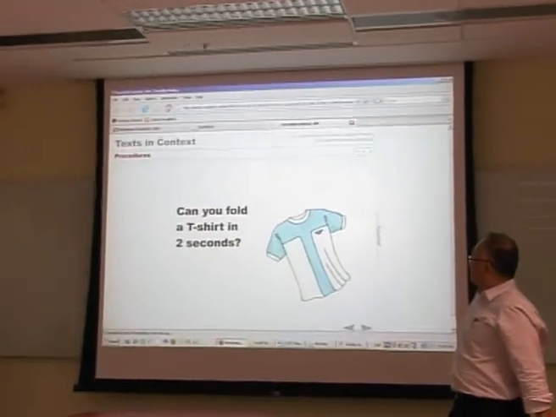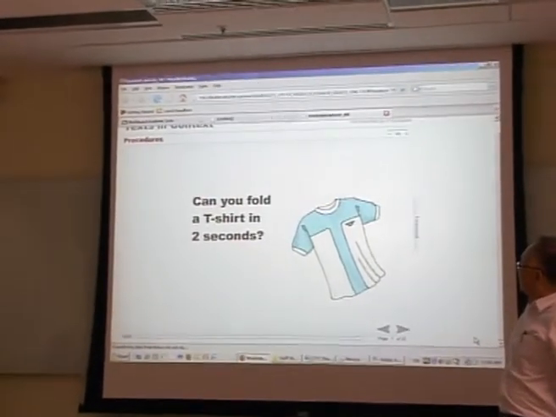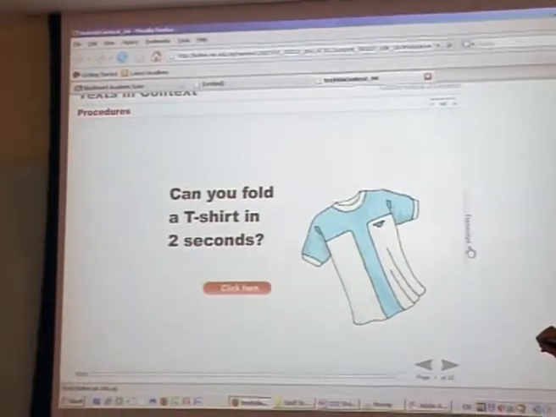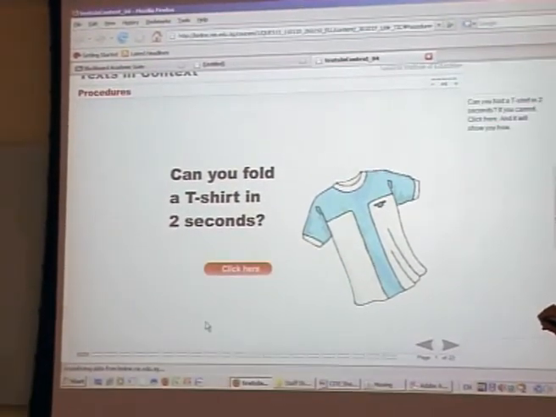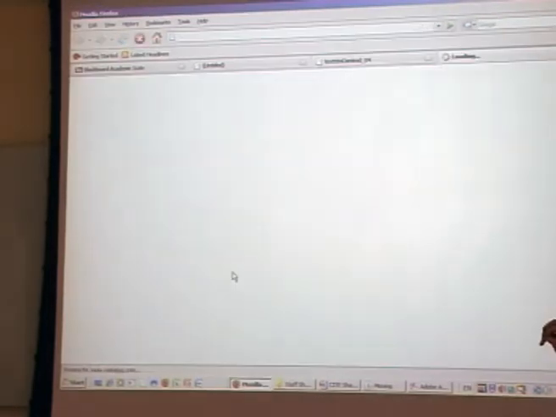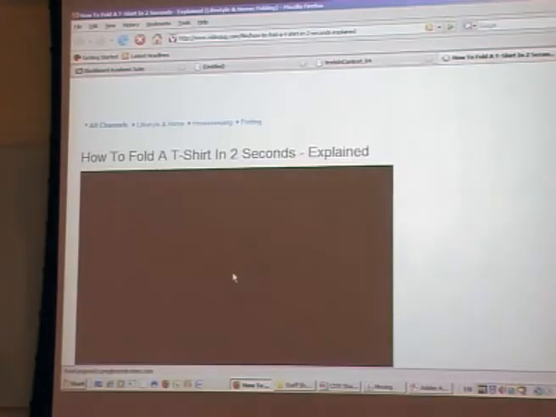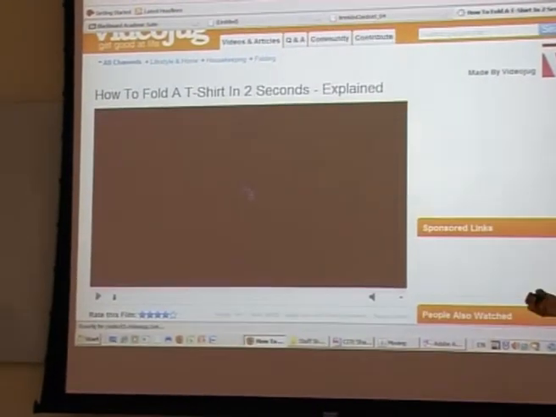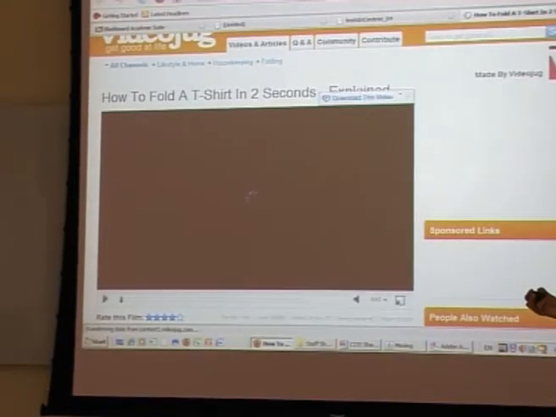Can you fold a t-shirt in 2 seconds? Okay. What I want to share with you. If you cannot, click here, and it will show you how. That, yes. So it links you to, yeah, a website.